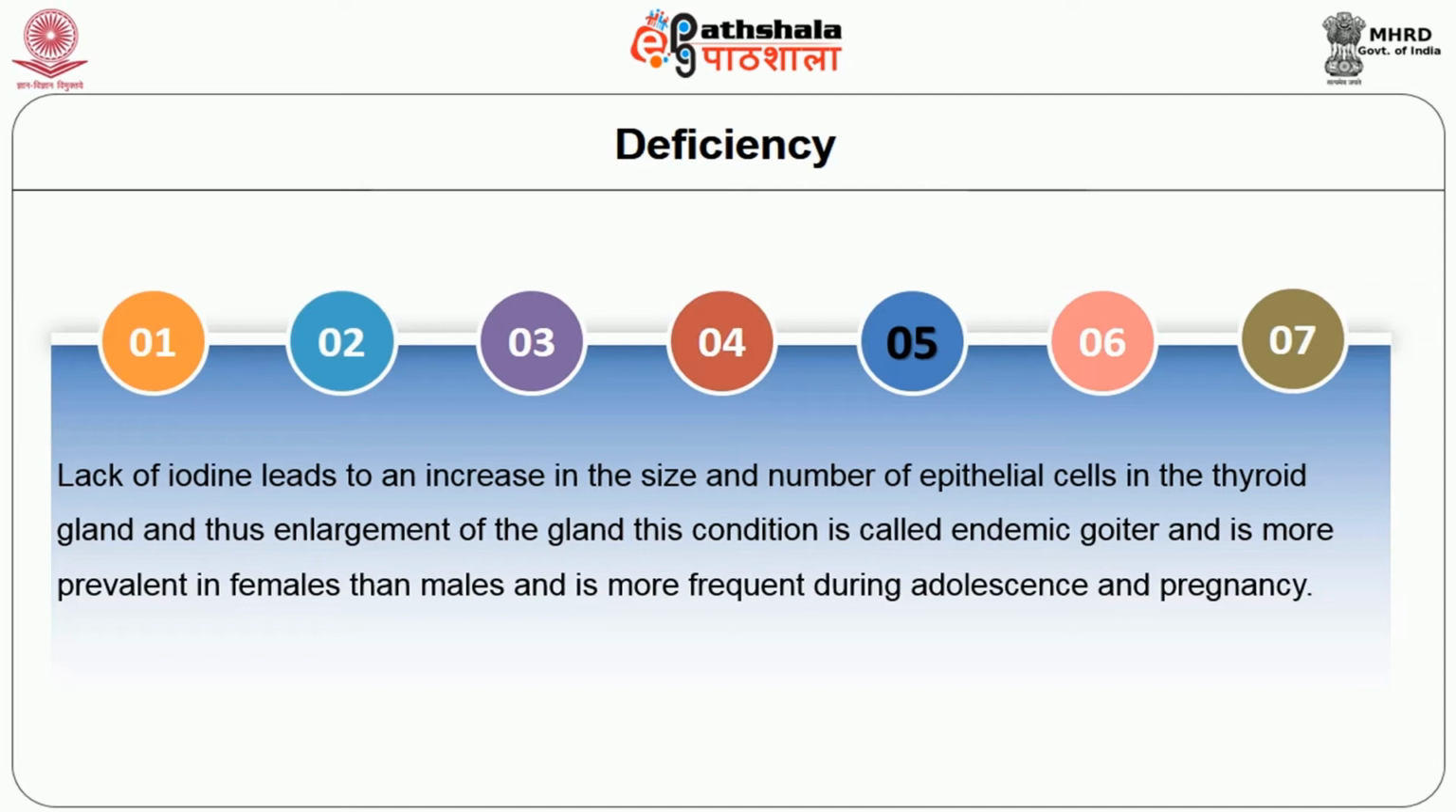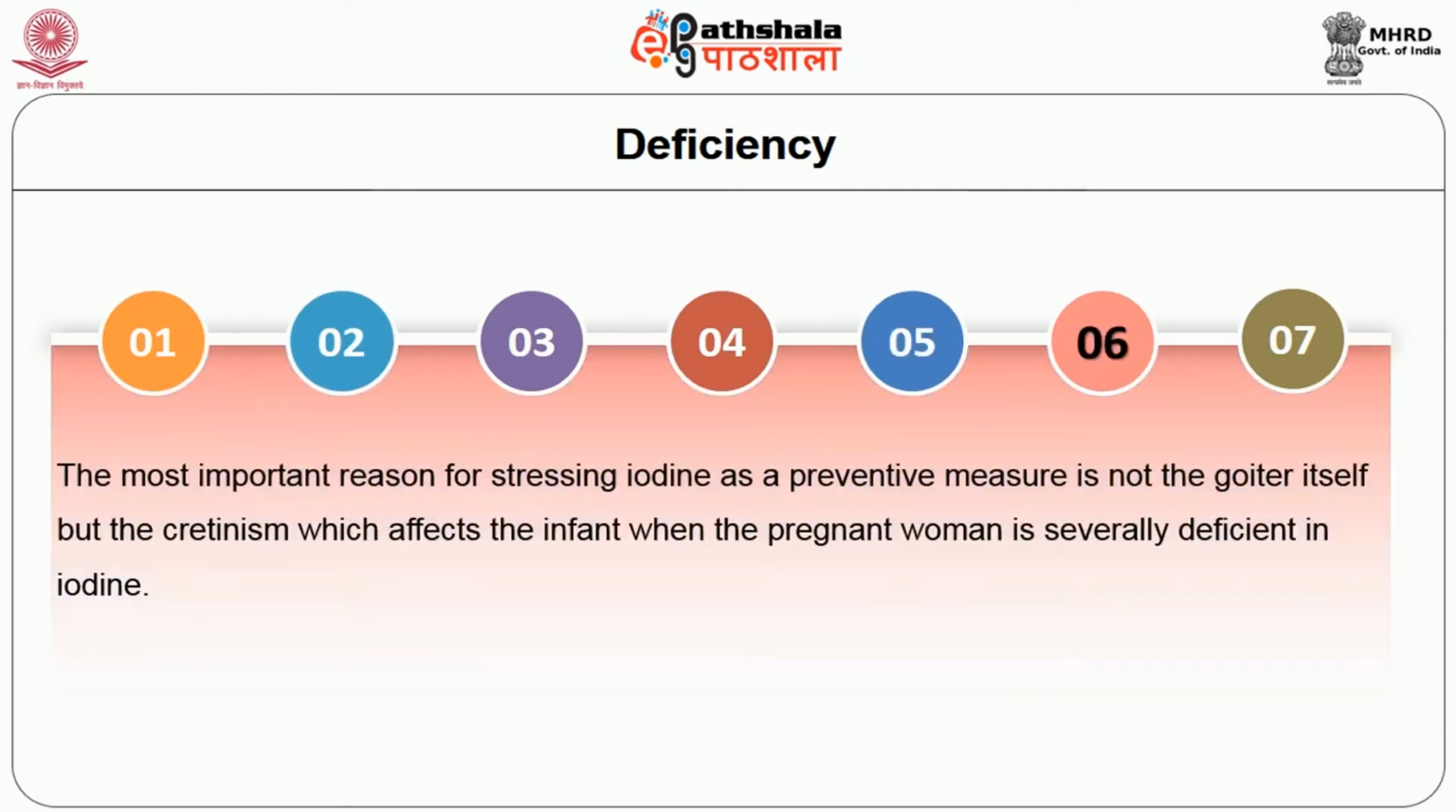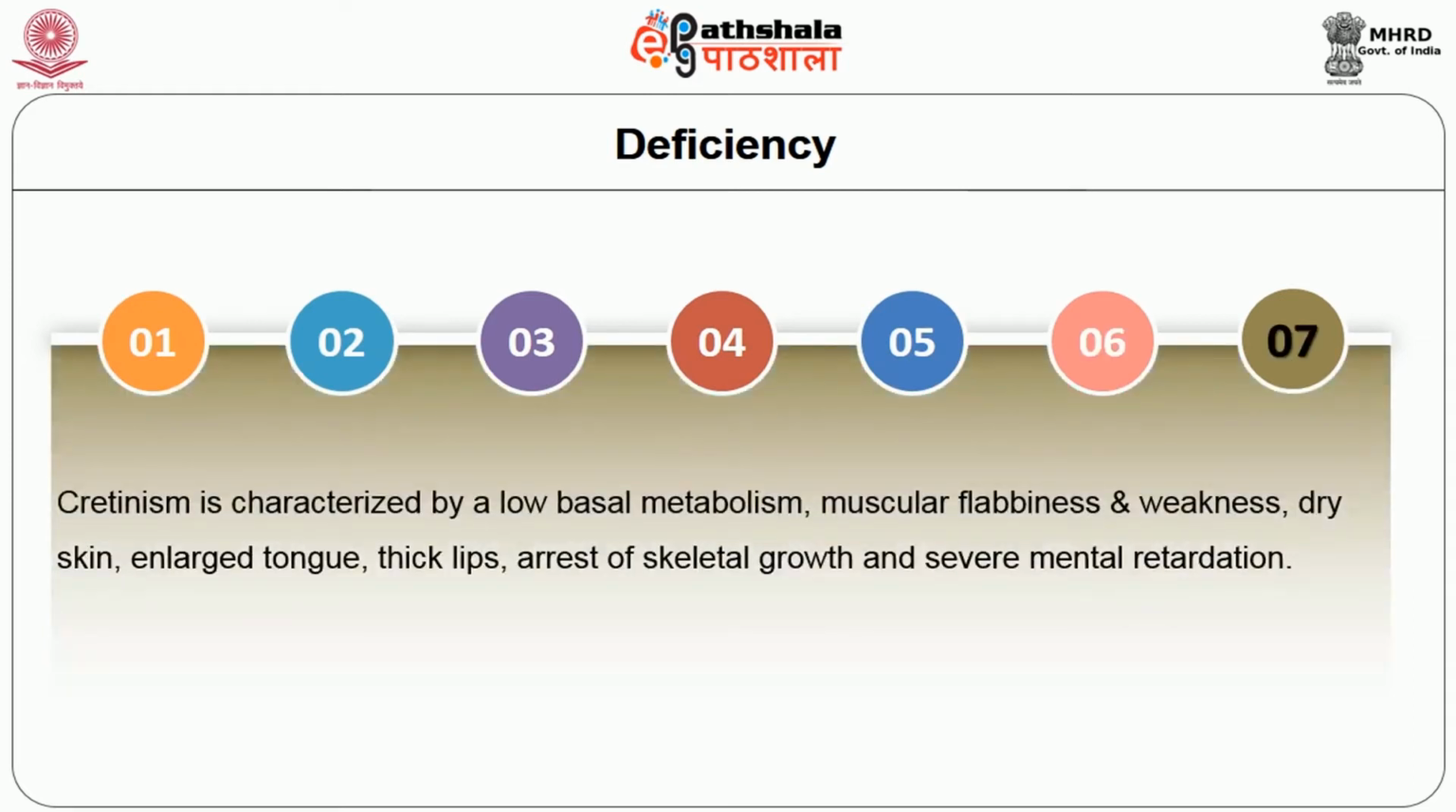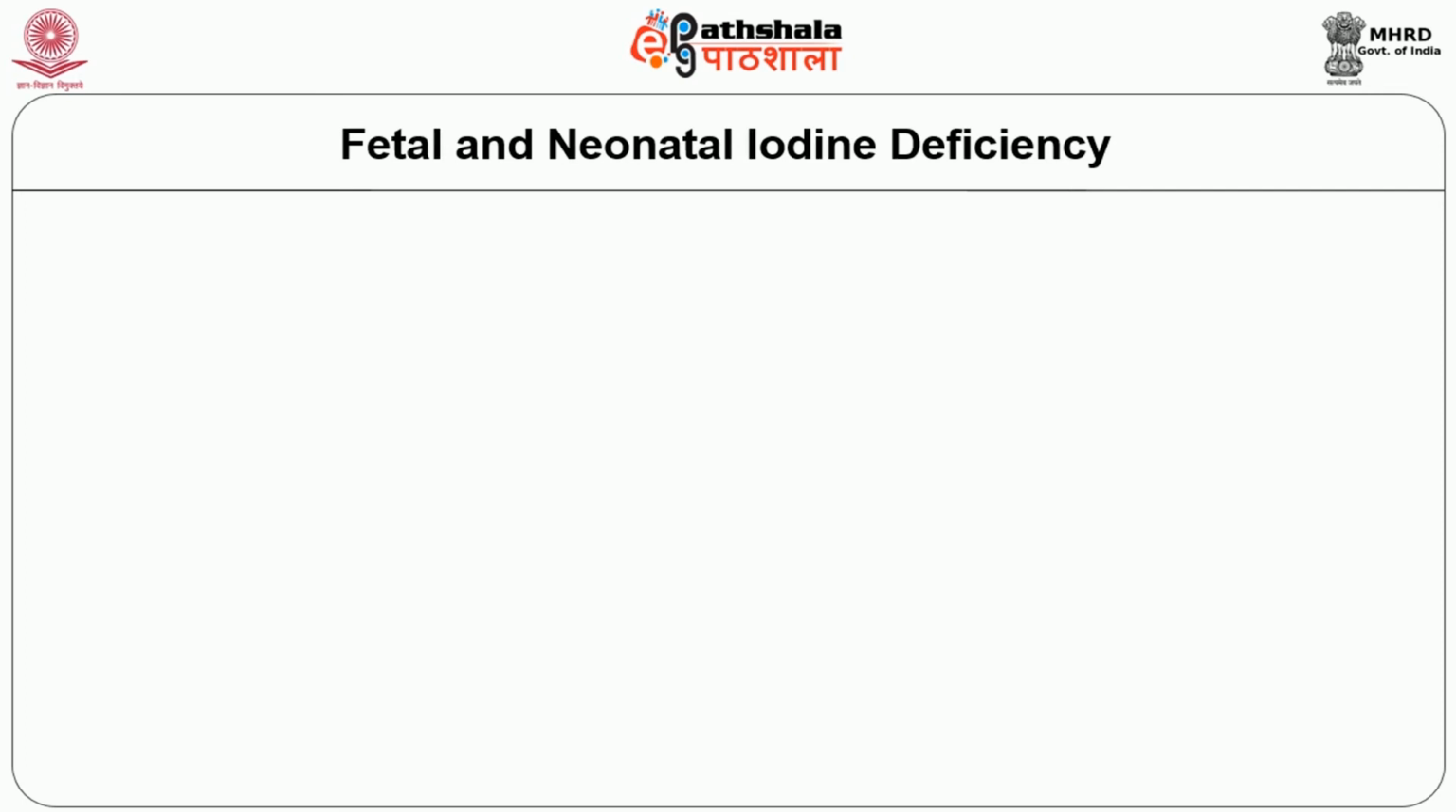This condition is called endemic goiter and is more prevalent in females than in males and is more frequent during adolescence and pregnancy. The most important reason for stressing iodine as a preventive measure is not the goiter itself but the cretinism, which affects the infants when the pregnant woman is severely deficient in iodine. Cretinism is characterized by a low basal metabolism, muscular flabbiness and weakness, dry skin, enlarged tongue, thick lips, arrest of skeletal growth, and severe mental retardation.